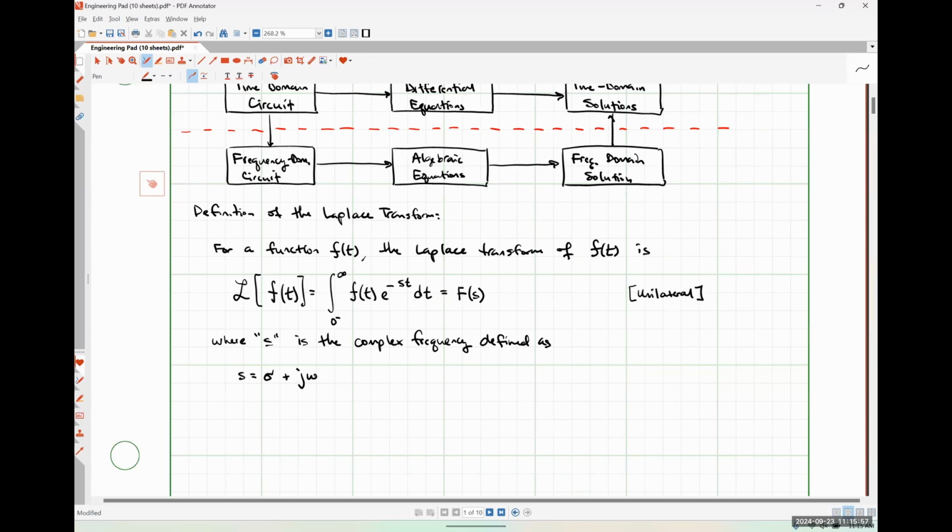And the j omega part tells us how our signals oscillate as a function of time. So this is literally just the steady state sinusoidal portion of our s operator here. So the function lowercase f of t and capital F of s are called a Laplace transform pair, and a given function f of t has a unique Laplace transform F of s, and vice versa.